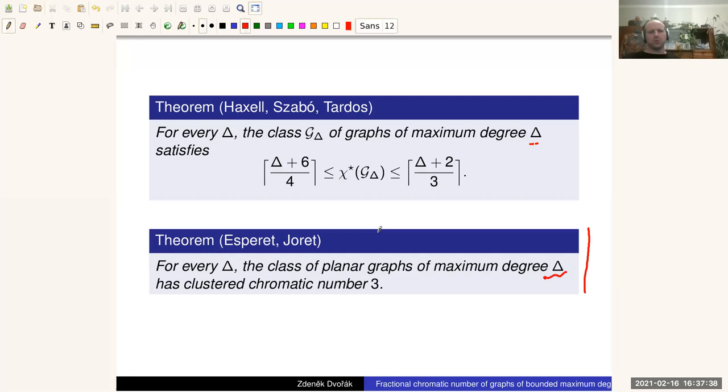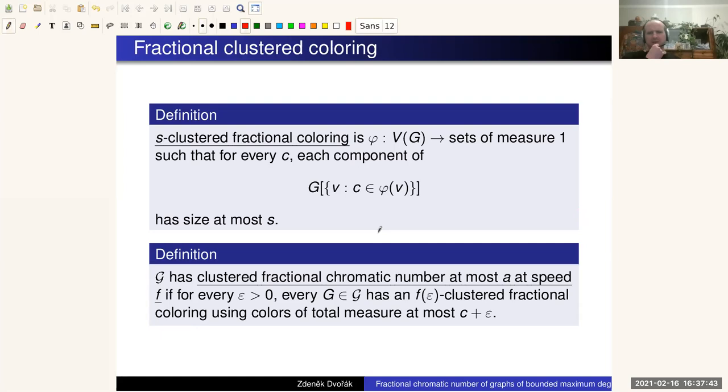Then you can try defining the clustered fractional chromatic number of a class of graphs. We could try to do it in the same way as here, as a minimum, except here it turns out that the minimum does not necessarily exist. It can be that for any epsilon greater than zero, you can do the clustered fractional coloring using A plus epsilon colors, such that the clusters have size at most F of epsilon, but you cannot do it using exactly A colors; you cannot enforce this cluster coloring.